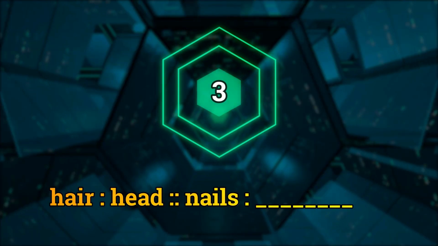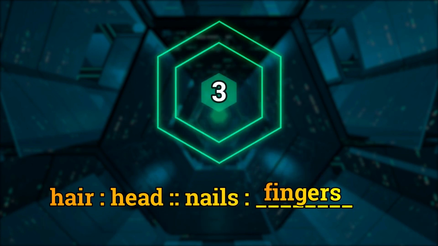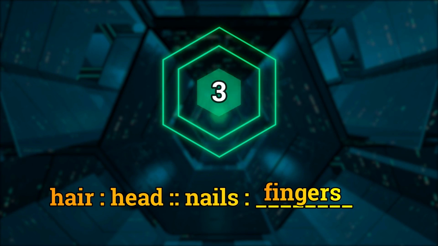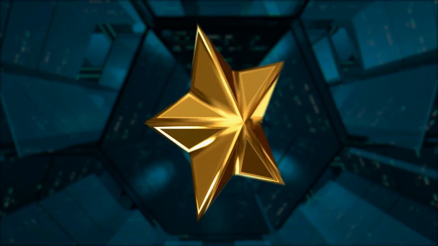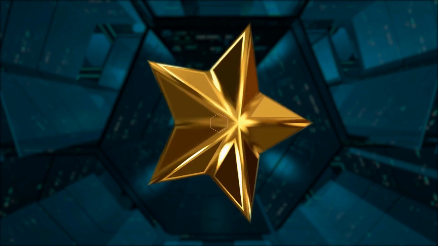Next one. Hair, head, nails, blank. The answer is fingers. This is an example of part-to-whole relationship. You are doing amazing if you got it correct. Please claim your star.